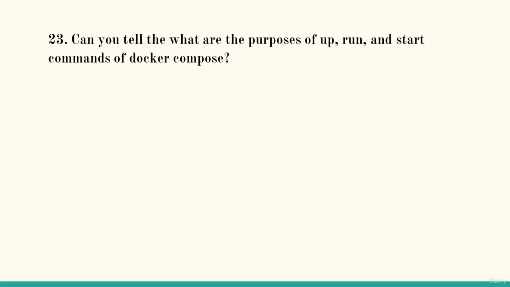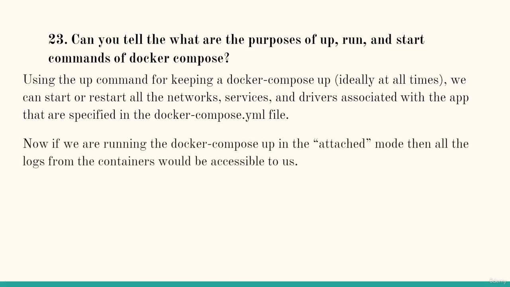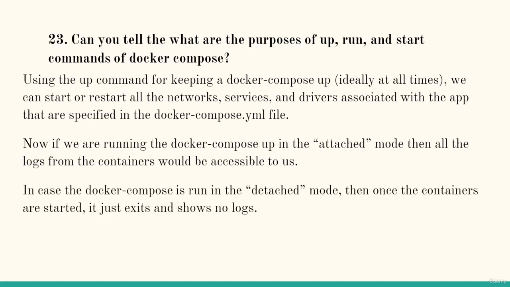Can you tell what the purposes of the up, run, and start commands of Docker Compose are? Using the up command, for keeping a Docker Compose app up ideally at all times, we can start or restart all the network services and drivers associated with the app that are specified in the docker-compose.yaml file. If we are running Docker Compose up in the attached mode, then all the logs from the containers would be accessible to us. In case Docker Compose is run in the detached mode, then once the containers are started, it just exits and shows no logs.